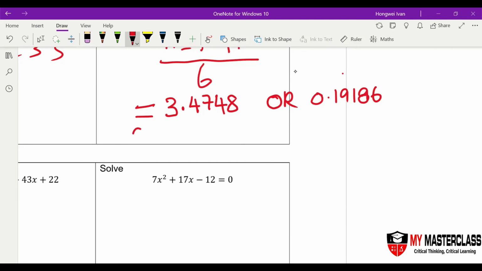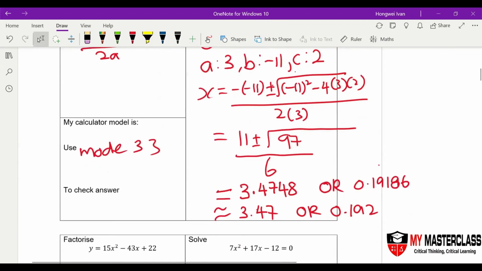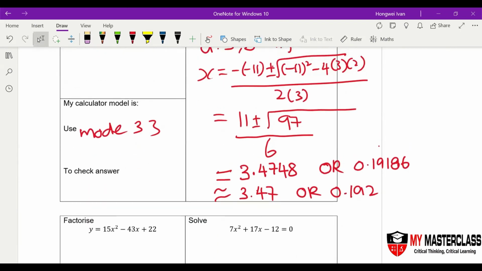You must show approximation, approximate to 3.47 or 0.192. Sometimes the question asks for 2 dp. When the question asks for 2 dp, you know confirm quadratic solver. That is called the quadratic solver, or quadratic formula. Can, if they ask for 2 dp or 3 SF like that. There's another way of showing called completing the square form. This one later I will explain to you guys. Okay, can?